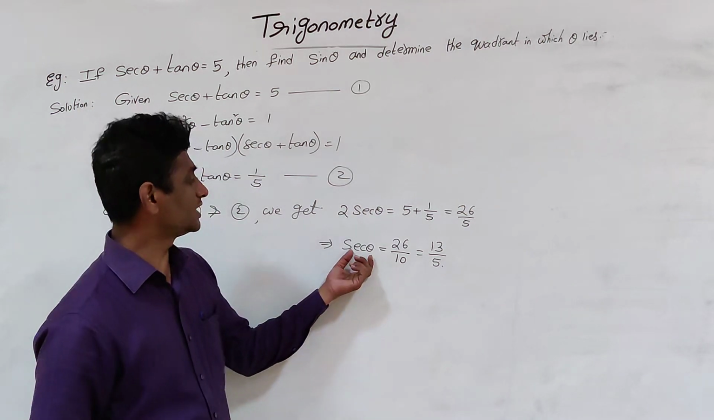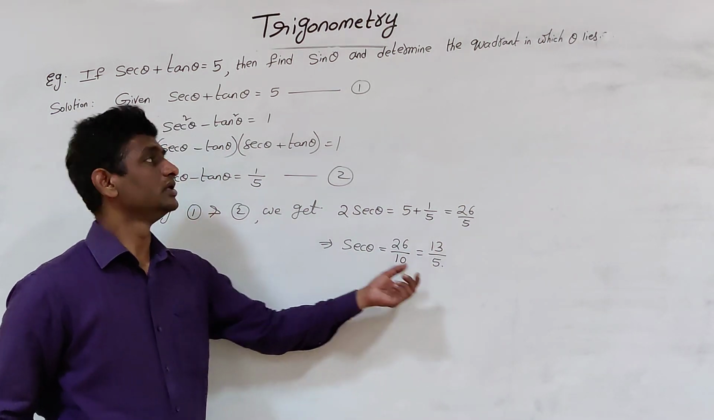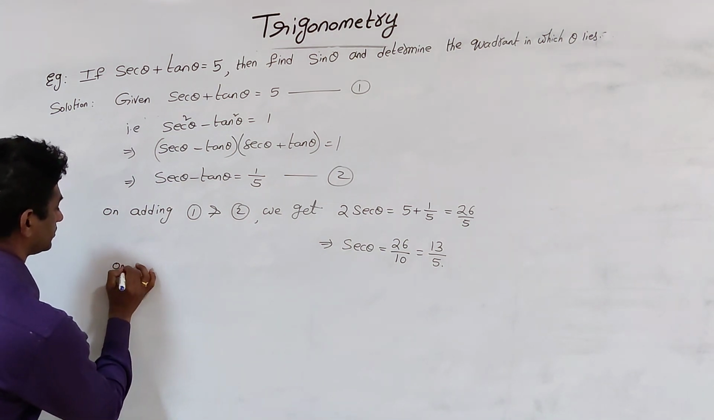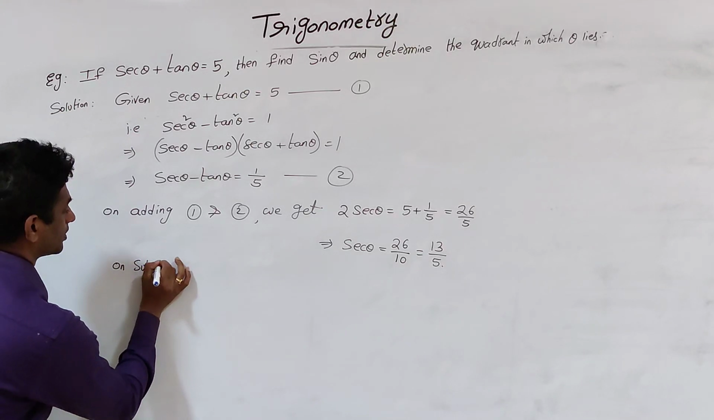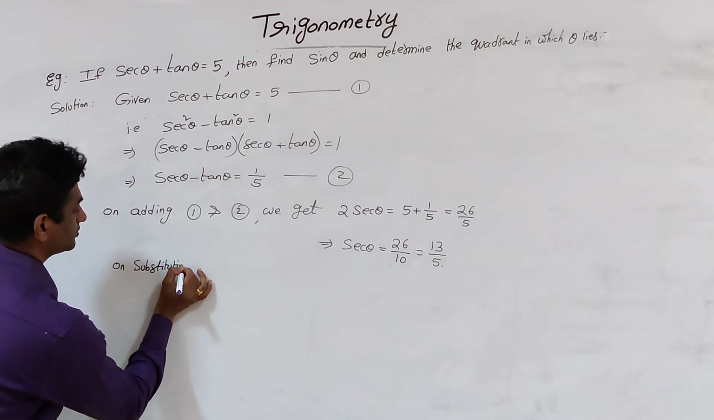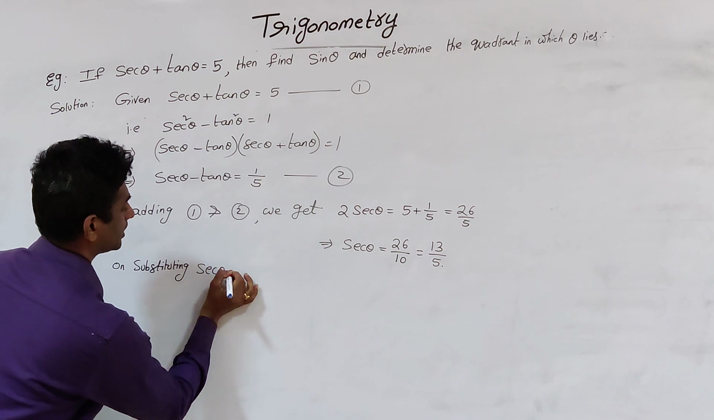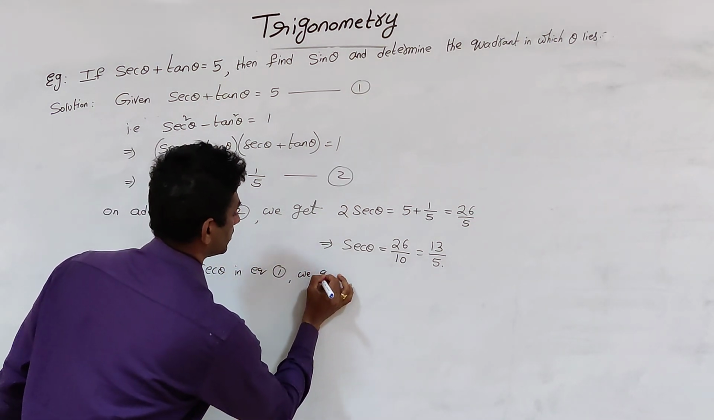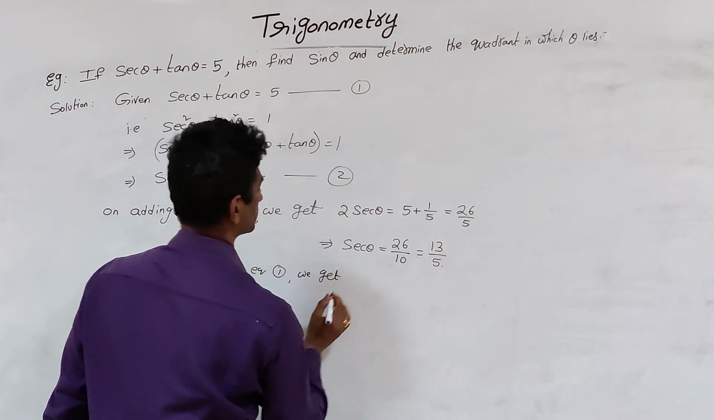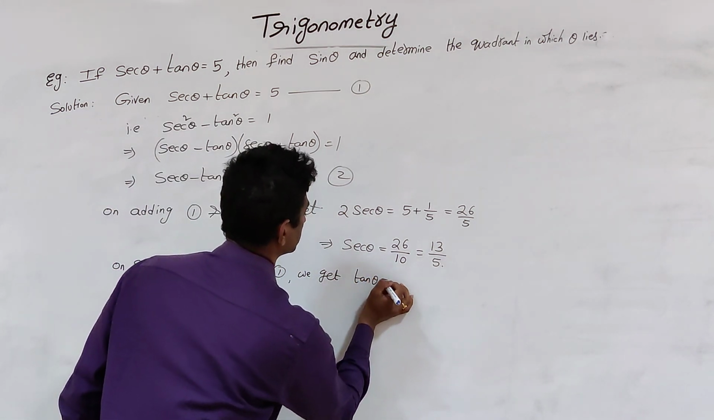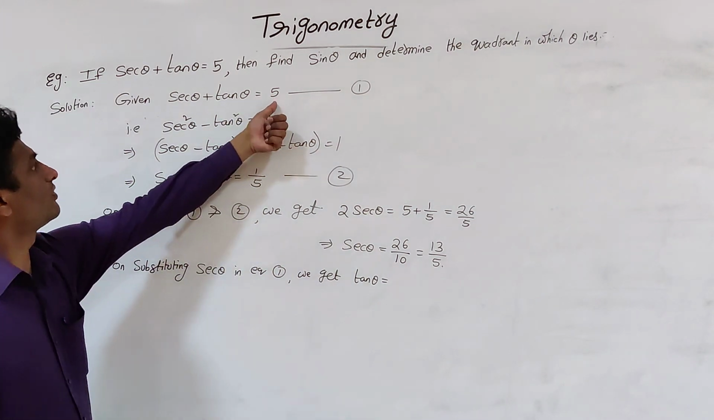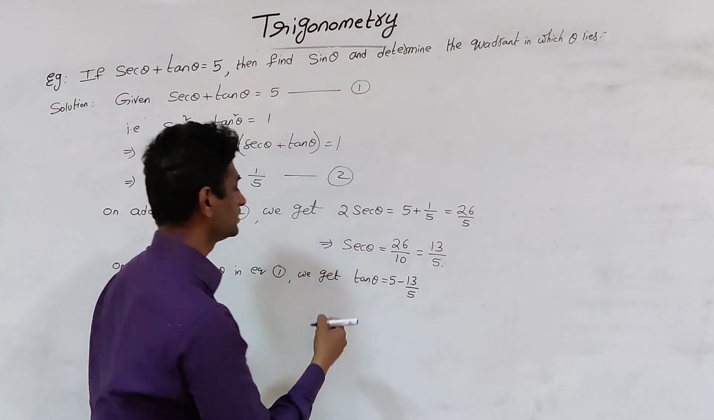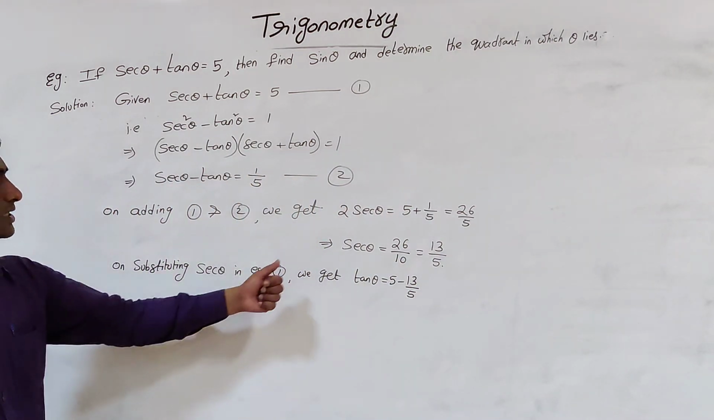So if you substitute secant theta is equal to 13 by 5 in the first equation, on substituting secant theta in equation 1, we get tan theta is equal to 5 minus secant theta, and secant theta is 13 by 5, so 5 minus 13 by 5.